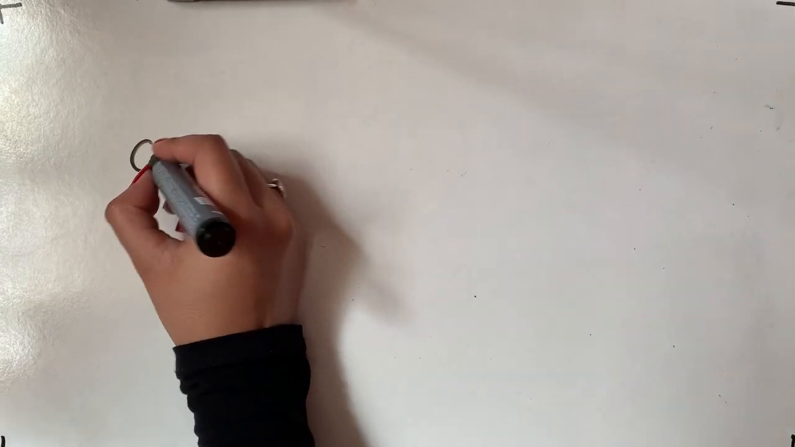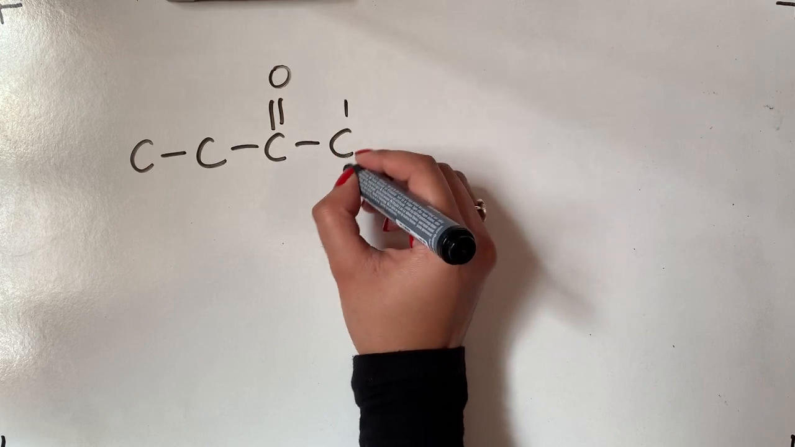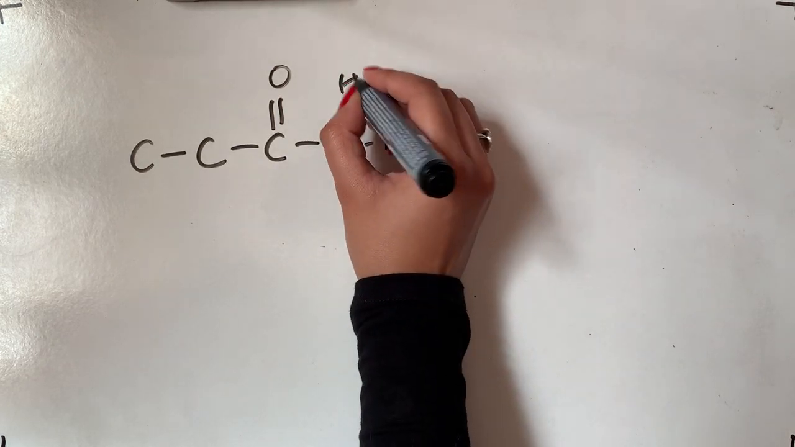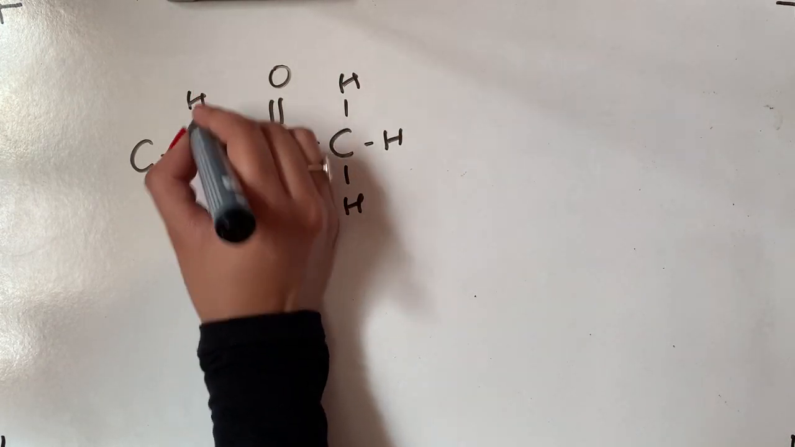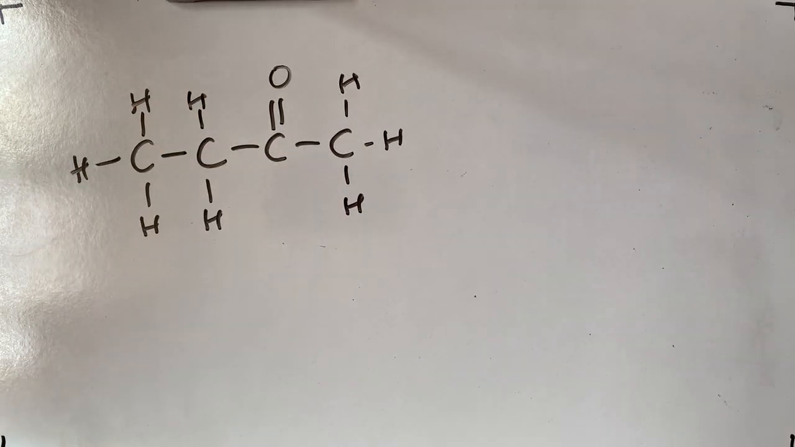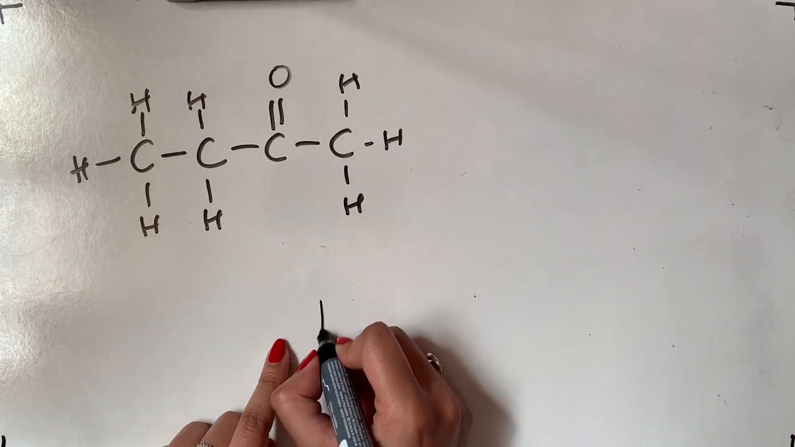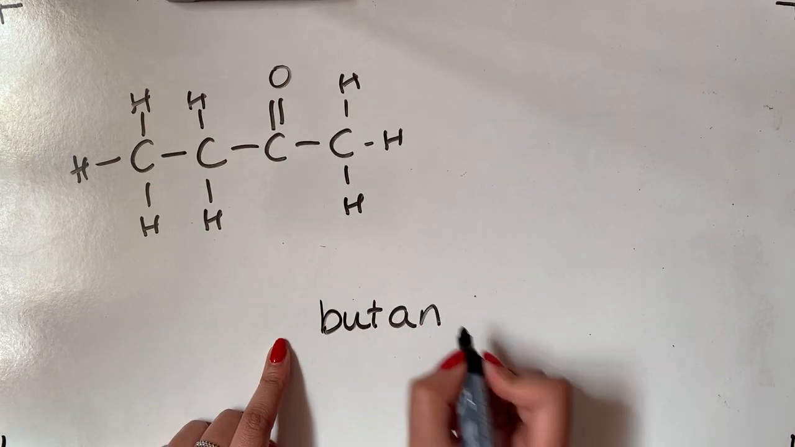Okay, let's have a look at another one. So again, the carbonyl is not at the end of the chain. If it was at the end of the chain, it would be an aldehyde. It's in the middle, so therefore this is a ketone. Count the number of carbons. In this one, you've got 4, so it's got to start with butan.